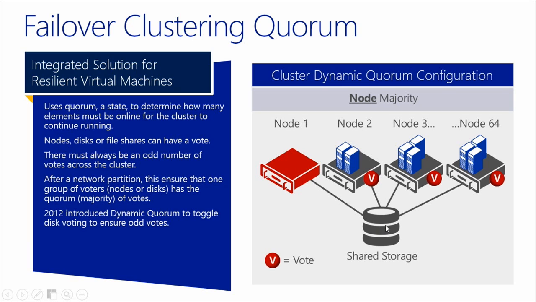So if we have 4 nodes in the cluster, the disk gets vote number 5. If we have 3 nodes in the cluster, we get rid of that extra vote, so it's back to 3 total votes. So as we add nodes or remove nodes from the cluster, we automatically toggle the voting system to always ensure that you have an odd number of voters, which will always ensure that your cluster, when there's a partition, will be able to pick side A or side B.